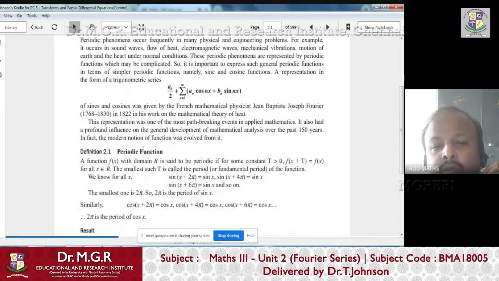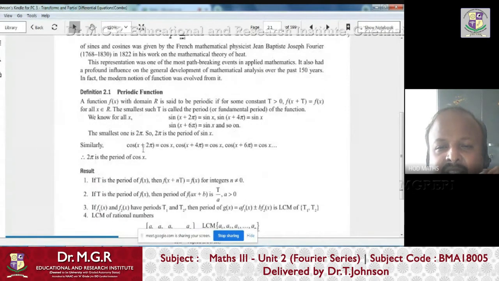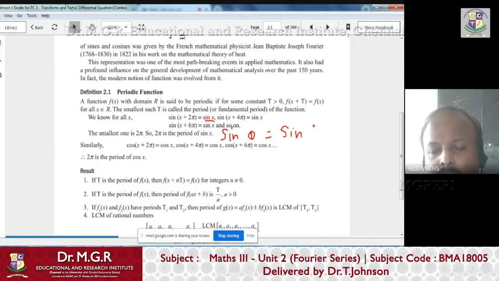Now, periodic functions you already know anyway, right? I will just go through it. So periodic function means sine theta is the same as sine of theta plus 2 pi. Very simple, right? Sine theta is the same as sine of theta plus 2 pi.